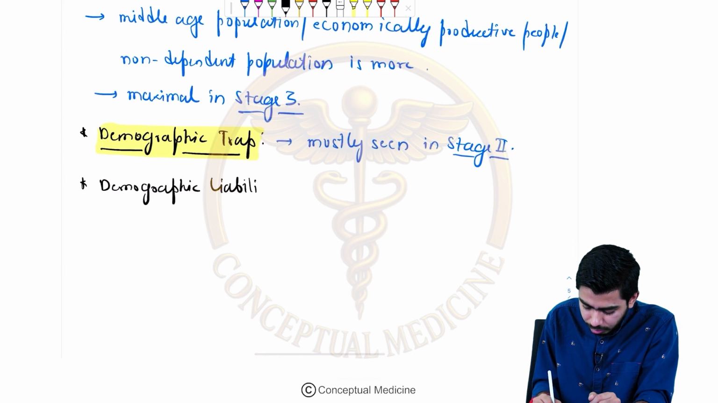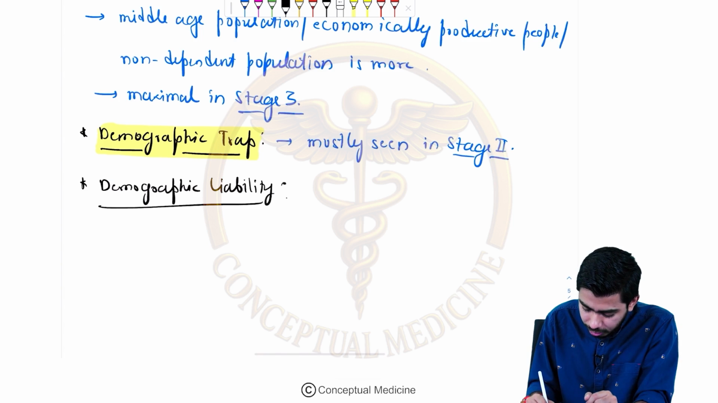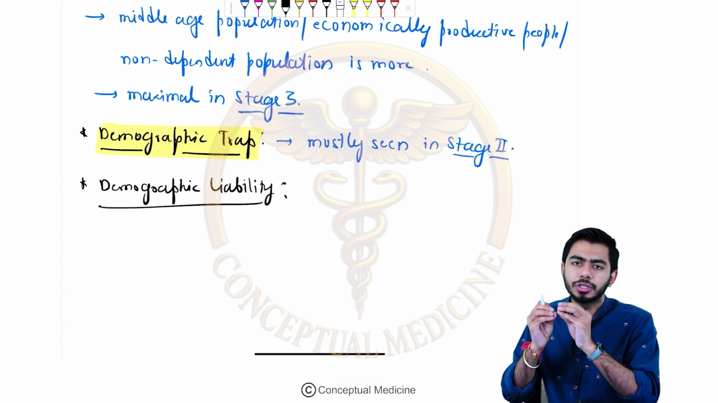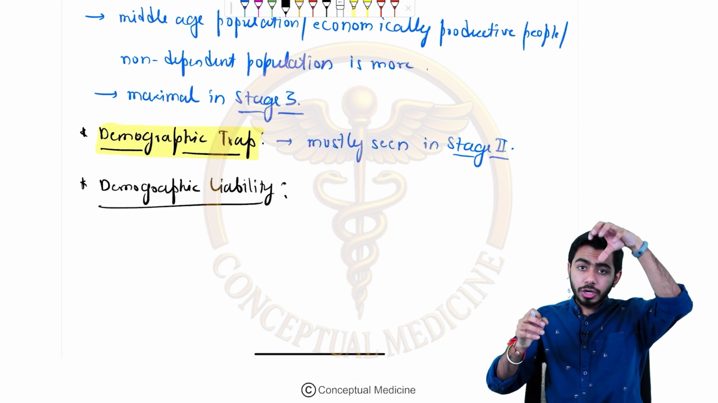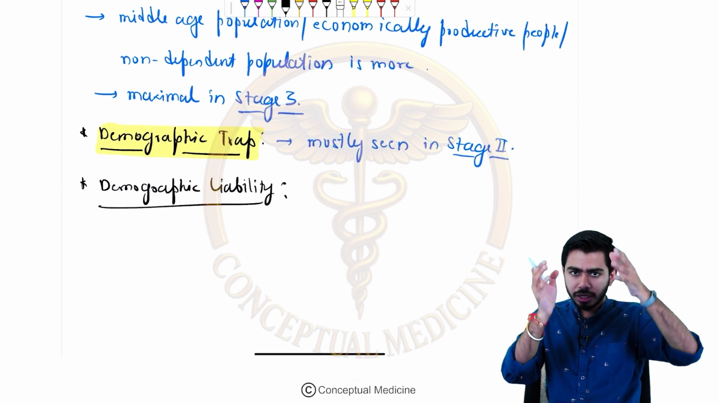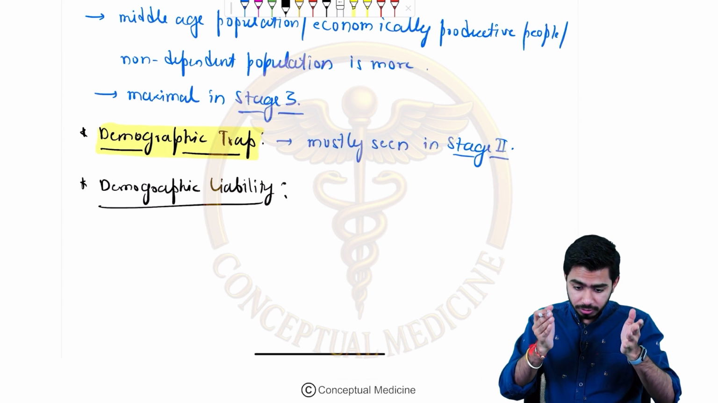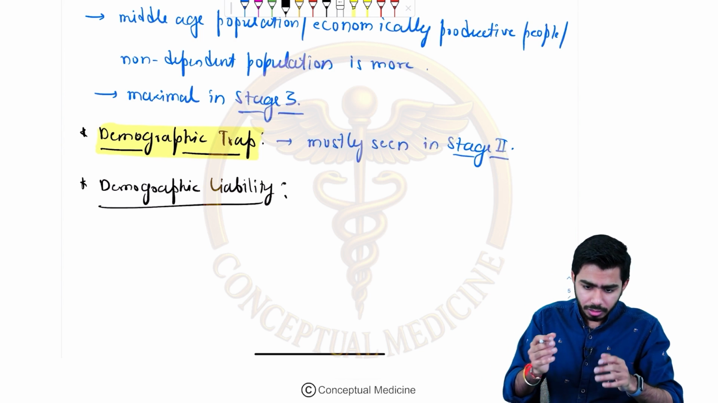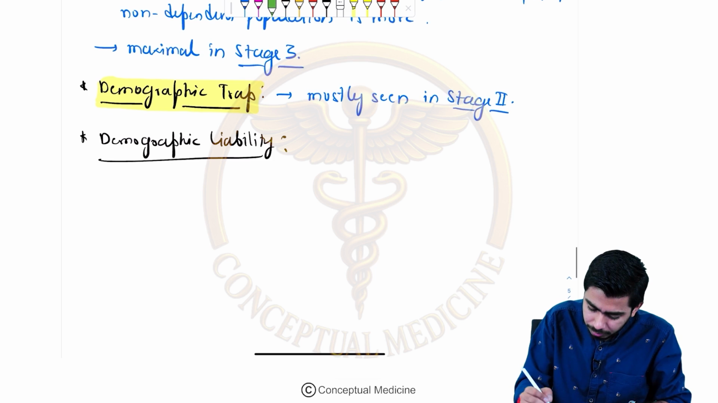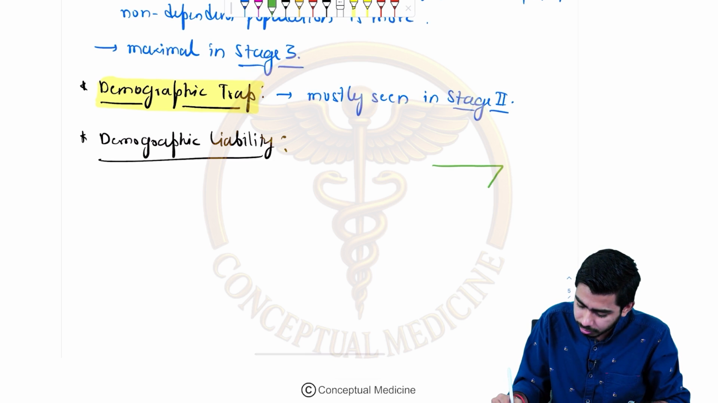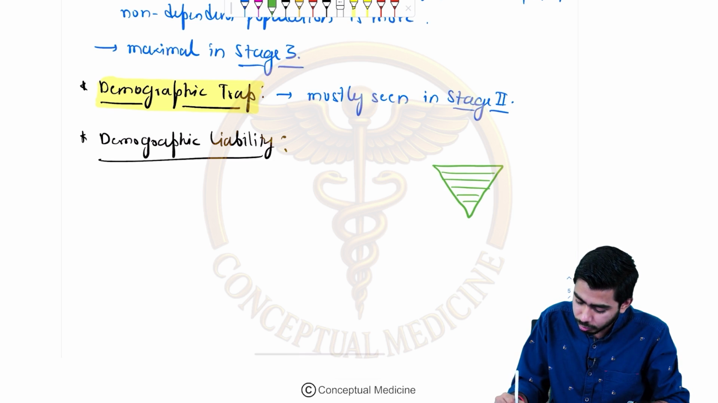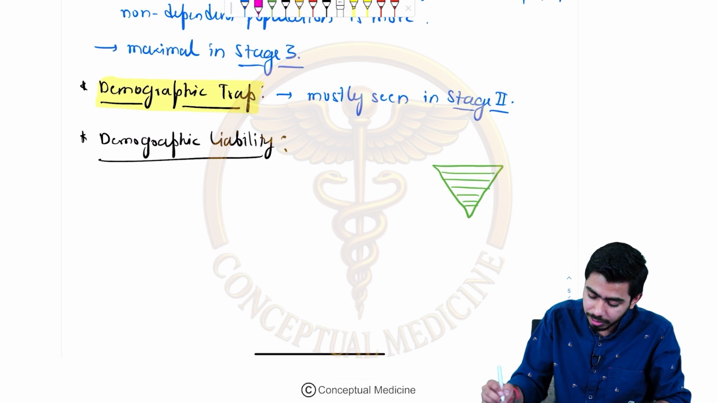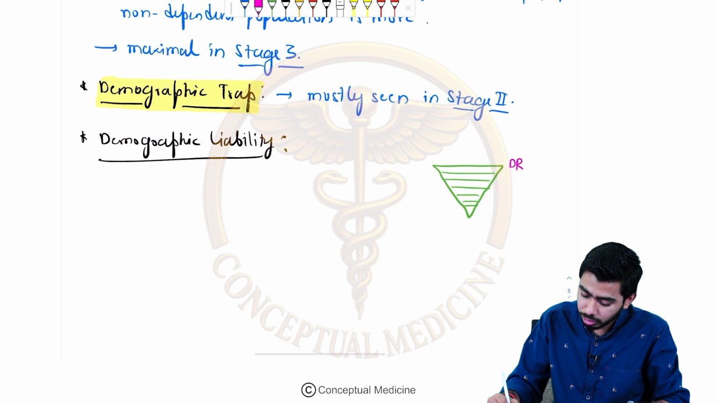The important point is the demographic liability. Here we are talking about the older population in the country. In this case, the older population will be more as compared to the middle age population and the younger population. If I draw the age pyramid of this country, I will be drawing something like an inverted triangle. I hope you are understanding now what demographic liability is. This is the death rate, and here it is the birth rate.